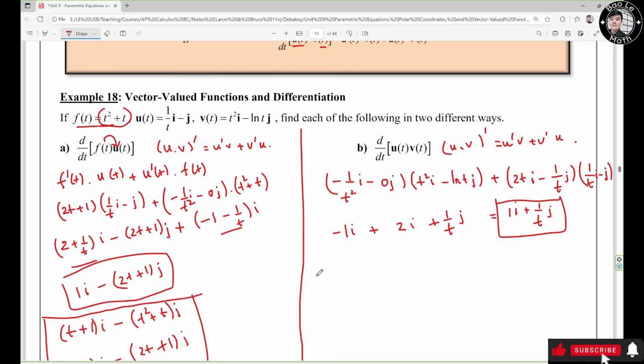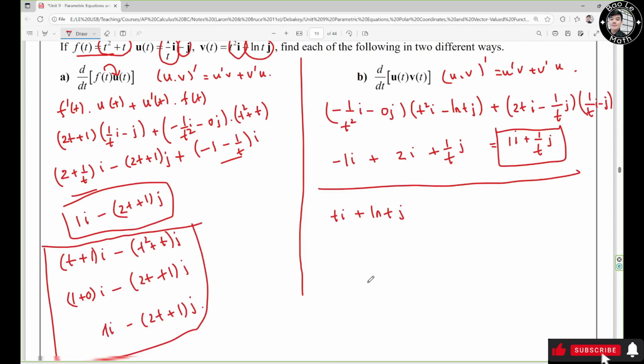Now for the second case, I'm going to distribute first. So I have u of t times v of t. This times this is going to be t i, and this times this is going to be plus natural log of t j. Now I take the derivative of this one: it's going to be 1i, and the derivative of this one is going to be 1 over t j. This one is the final answer. So you see that the second way is faster.